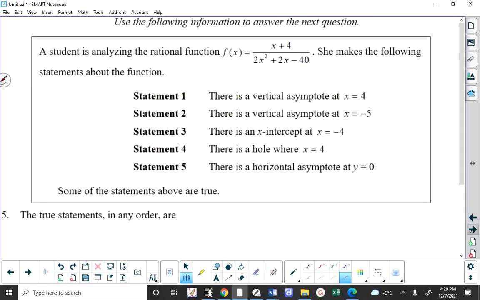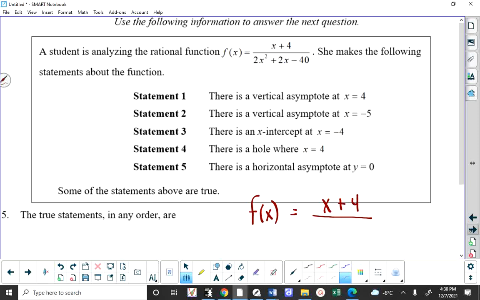Number 5 gives you a rational function, and it looks like a case where we have 5 different statements and we're asked which of the statements are true. And in fact, this is a bit of a frustrating thing because I'm not telling you whether 2 are true or 3 are true or 4 are true. I'm not telling you how many. But again, the key in analyzing a rational function is to look at the function in factored form.